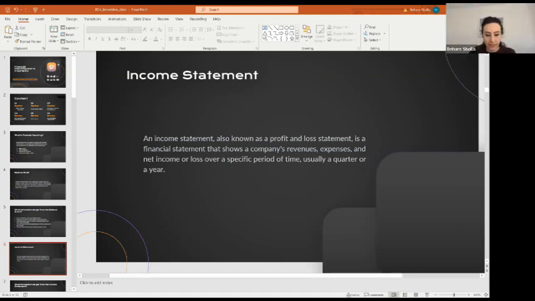Okay, so my question is, can the income statement be prepared from net revenue? Excuse me, I didn't hear you well. Can you please repeat it? The income statement. Yes. Can it be prepared using net revenue?